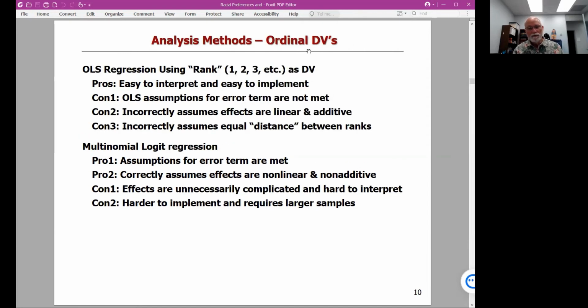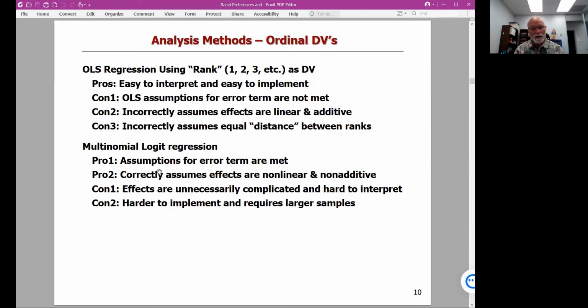If you move to an ordinal dependent variable, you can use OLS regression. That would be easy to implement and easy to interpret, but you would run into problems because the assumptions of OLS are not met, which means your statistical tests are suspect. And you can also easily make bad predictions because it will incorrectly model the effects as linear and additive when that's not appropriate. And it also implicitly invokes an assumption that the distances between ranks are known, and that's most likely not true.